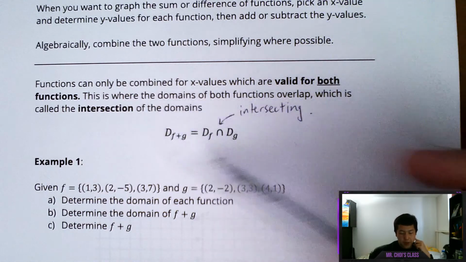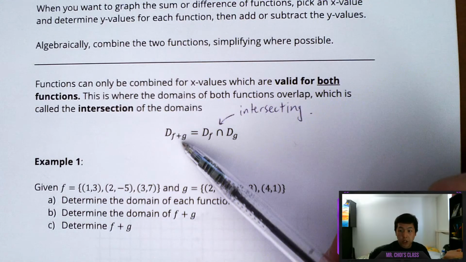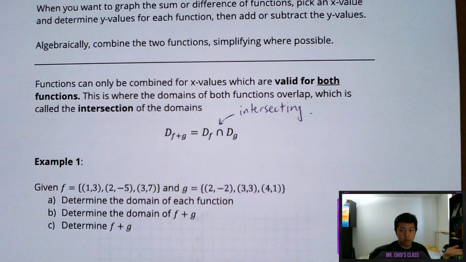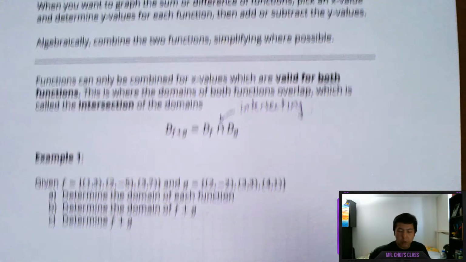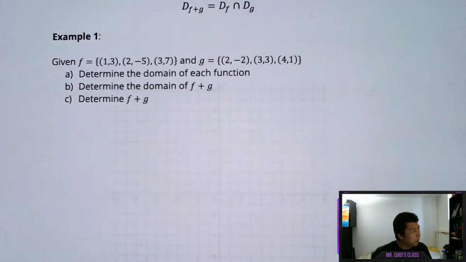All this is a fancy way of writing that the domain of the new function, where you add or subtract the functions, can only exist where the original functions overlap, right? That's it. So when we look at this example, let's go through some basic examples of functions here. We're given function f and function g, and it's asking us to determine the domain of each function, determine the domain of f plus g, and then determine what f plus g is. Okay? So we're looking at these situations here.